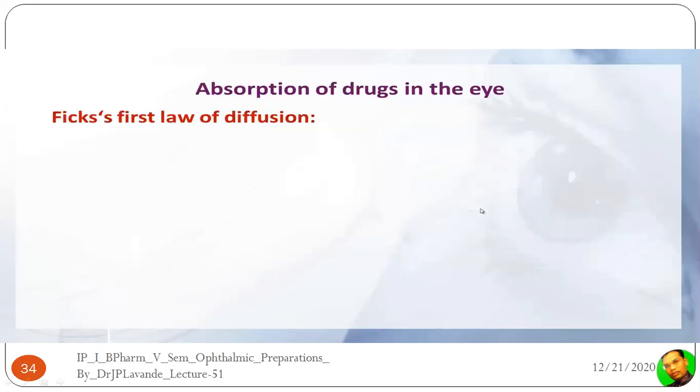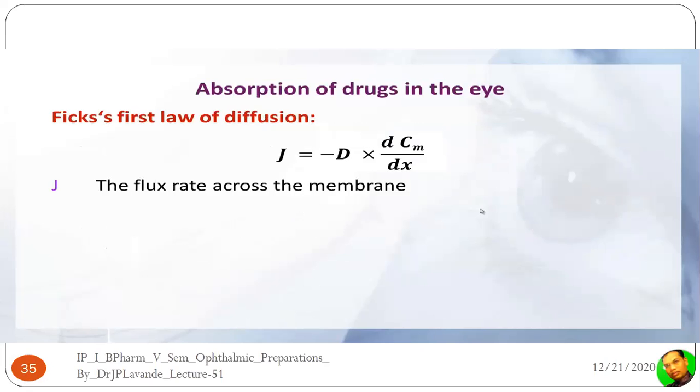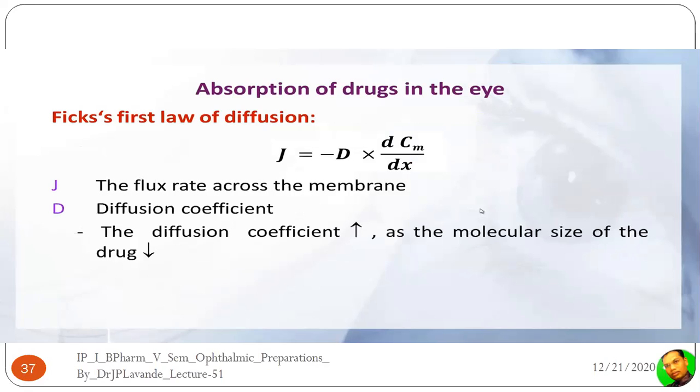So there is Fick's law. What is Fick's law? Fick's law is J = -D dCm/dx, where J is the flux, that is the rate across the membrane. D is the diffusion coefficient, which increases as the molecular size of the drug decreases, and Cm is the concentration gradient.